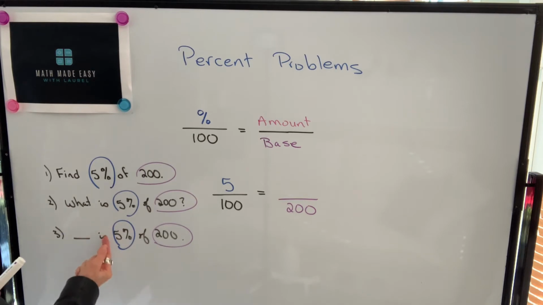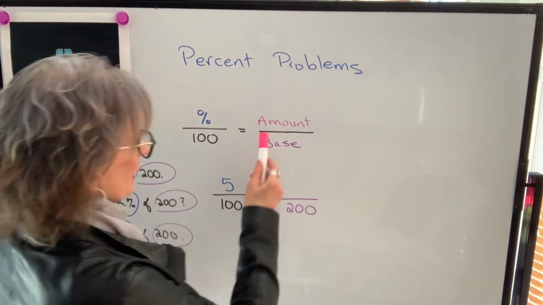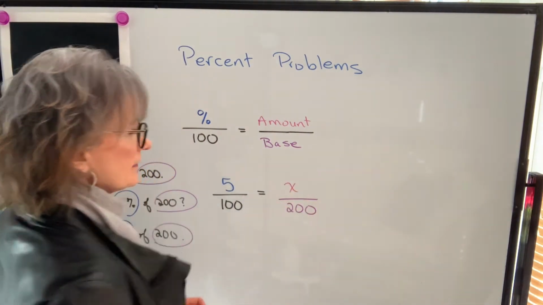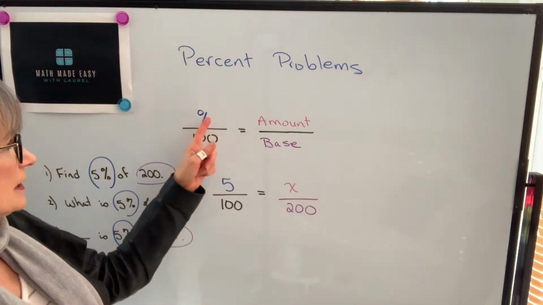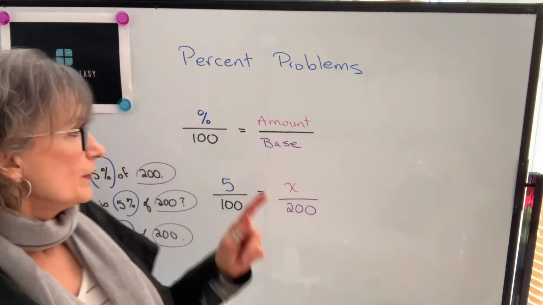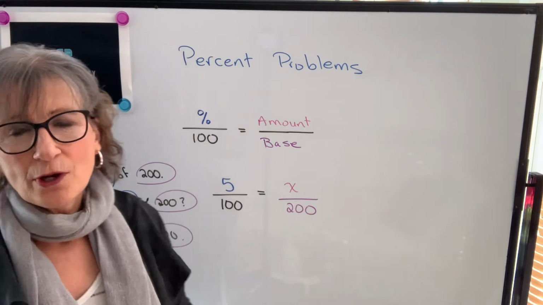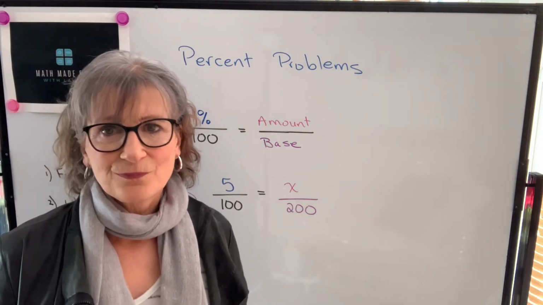And when it's written in either form 2 or form 3, it can be thought of as the is number, something out of the base. So in this case, our amount is unknown. That's our x. When you're dealing with percent problems, you're going to be asked to either find the percent, the amount, or the base. You're always going to know 100, but in order to find any of these values, you have to know the other two. And it's important to determine which is which.